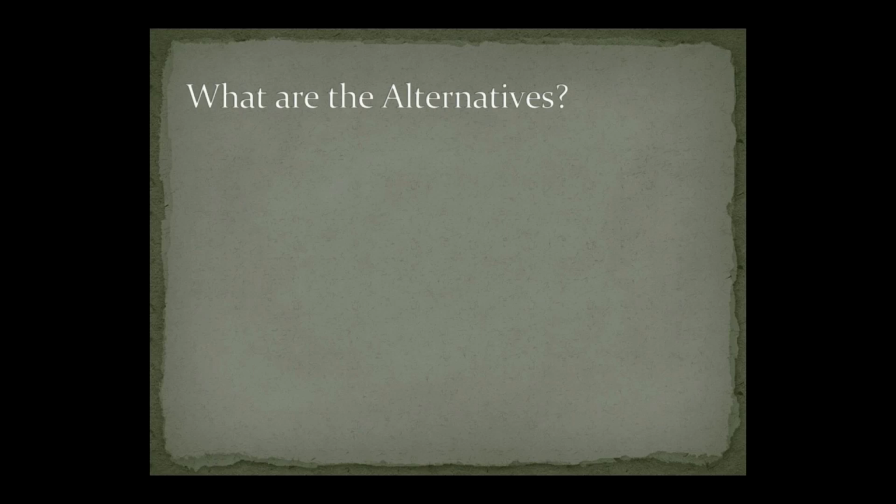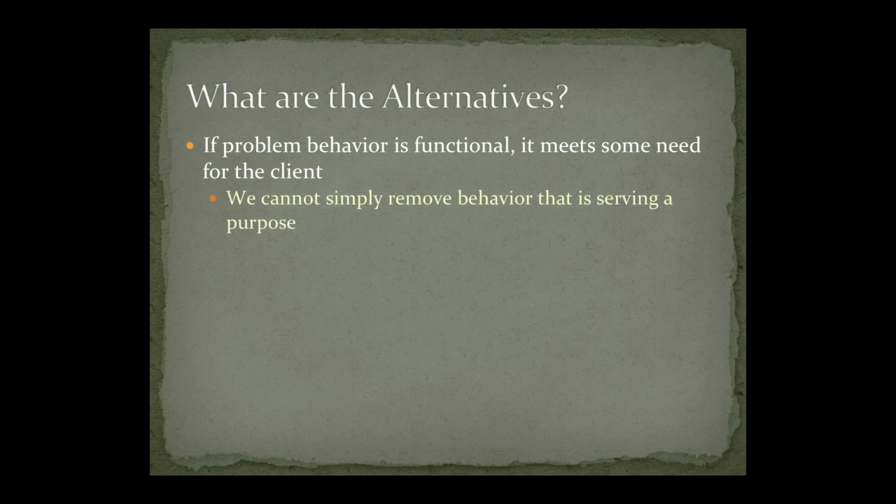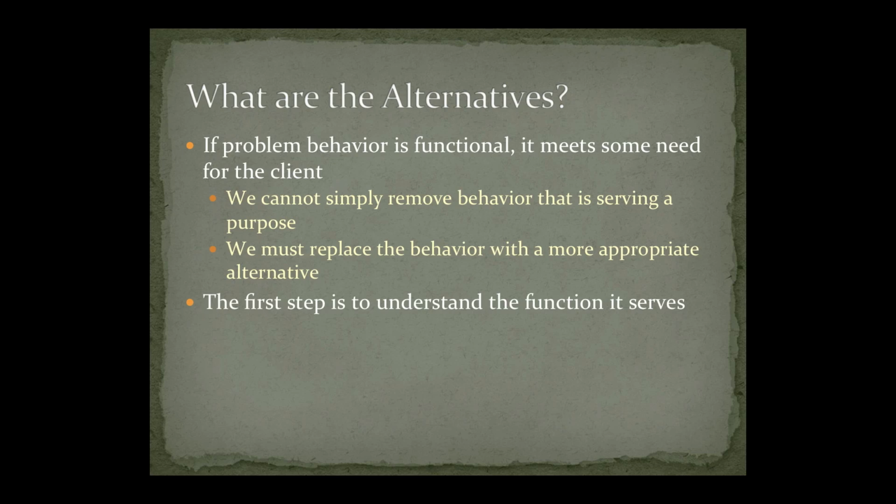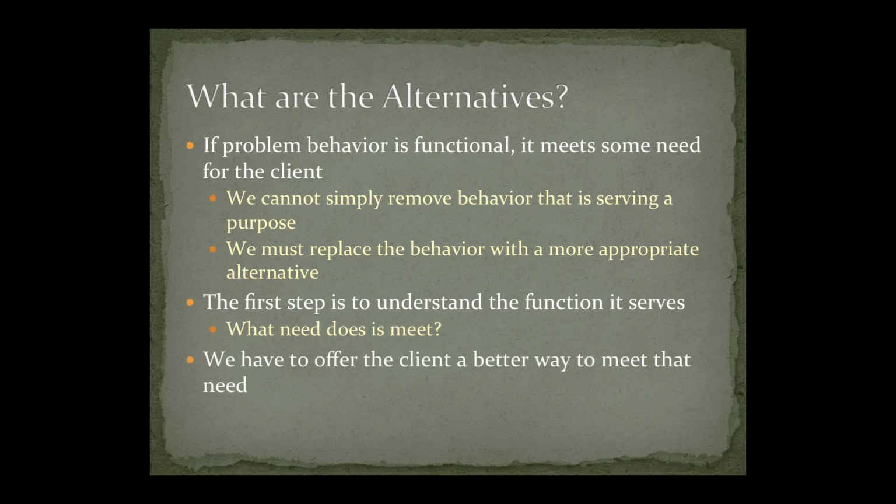What are the alternatives? If problem behavior is functional, it meets some need for the client. We cannot simply remove behavior that is serving a purpose. We must replace the behavior with a more appropriate alternative. The first step is to understand the function it serves. What need does it meet? We have to offer the client a better way to meet that need. We cannot do this until we know why he or she is showing us quote-unquote bad behavior.